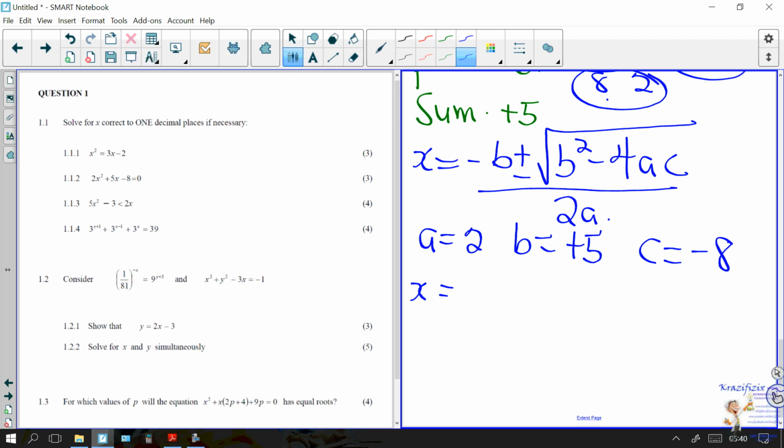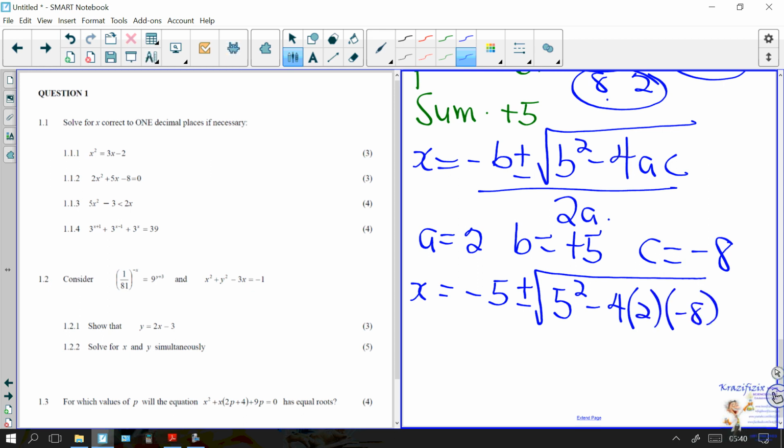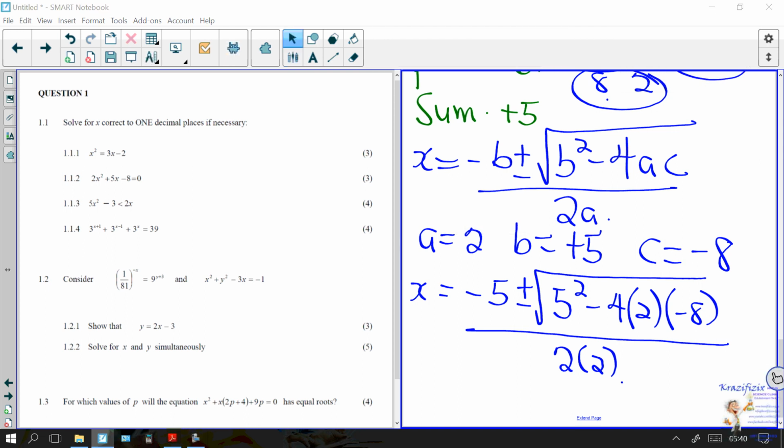So what do we do? Minus, my b becomes what? 5 plus or minus the square root of 5 squared minus 4. What is my a? My a is 2 and my c is negative 8. Everything divided by 2 times 2. All right, so now what do we do? We run to our calculators where we get our answer here.